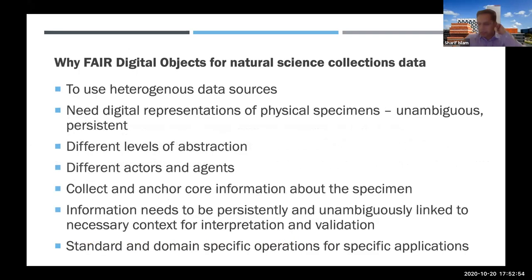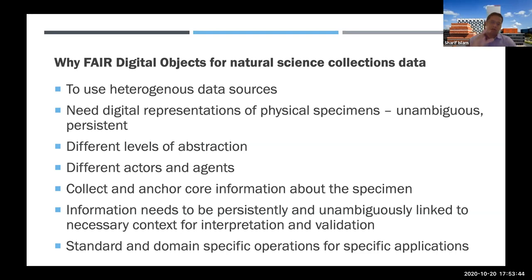So why FAIR digital objects? A little bit more context here. As you all know, we're dealing with heterogeneous data sources, and we need this digital representation for the physical specimen, unambiguous and persistent. We're looking for a long-term vision here, not just one or two years, but 10, 20 years, and even 100 years. And I already talked about these levels of abstraction, which let us create services and views for different audiences, users, actors and agents. Then we can collect and anchor this core information about the specimen or any other objects within our domain. This core could be very limited or very dynamic depending on the workflow. And this information needs to be persistently linked to the necessary context for interpretation and validation.